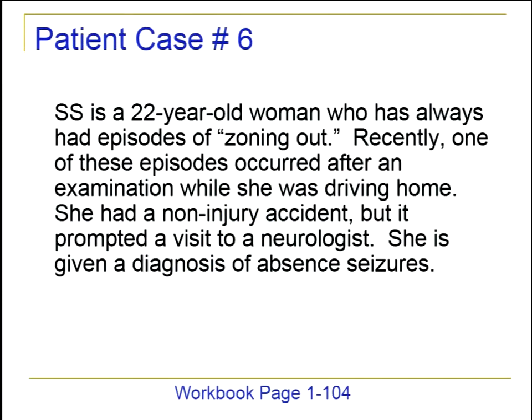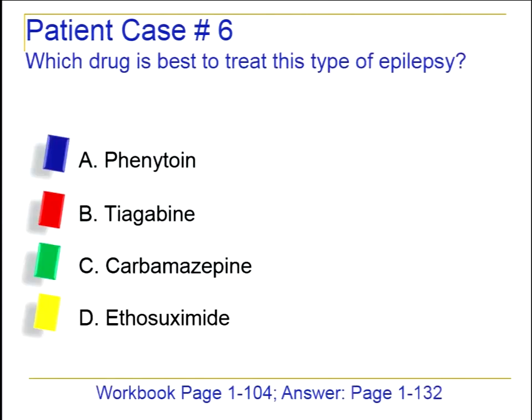All right, back to it. SS is a 22-year-old woman, always had episodes of zoning out. Recently, one of these happened when she was driving home after an examination. She had a non-injury accident, but this prompted a referral to a neurologist, and she got a diagnosis of absence seizures. So what should we use to treat her? Is it phenytoin, tiagabine, carbamazepine, or ethosuximide?